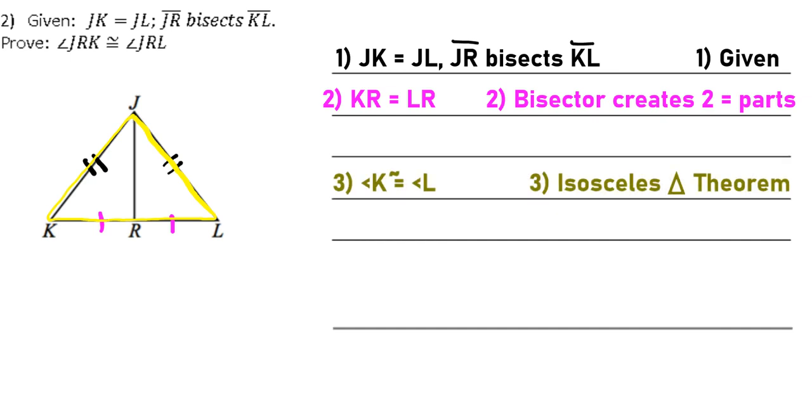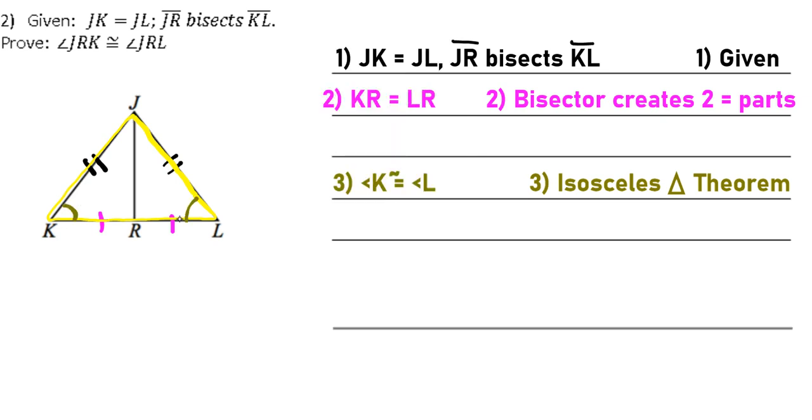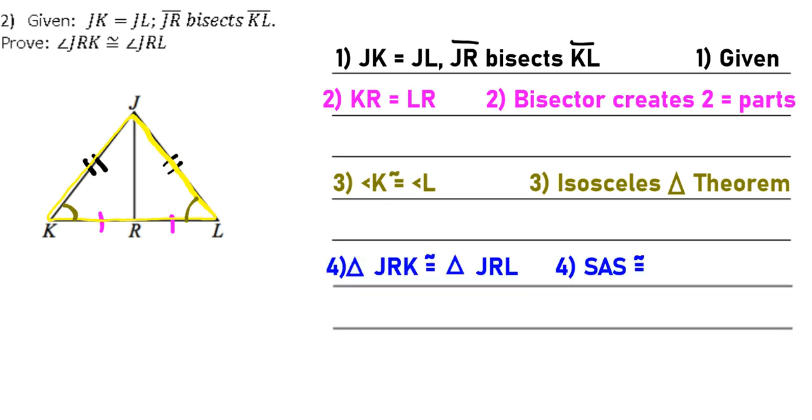So that gives us angle K congruent to angle L, because they would be the base angles of an isosceles triangle. The isosceles triangle theorem says if two sides of the same triangle are congruent, then the angles opposite those sides are also congruent. That gives us the angle we need to say that the two triangles are congruent by side angle side.